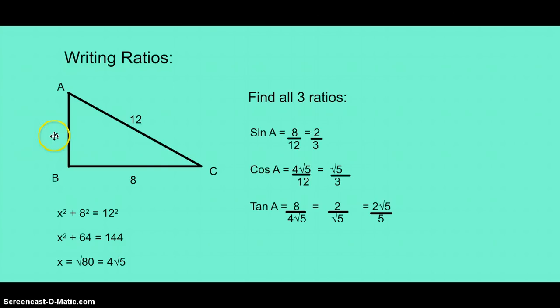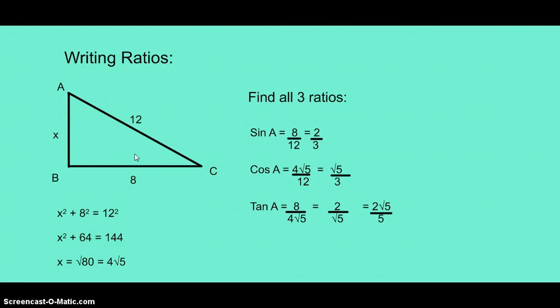I have a leg and a hypotenuse. So I do leg squared plus leg squared equals hypotenuse squared. Solve that equation and I get the radical 80. Now we've talked about simplifying radicals. We never leave radical 80. We're not going to use decimals. We're going to simplify that down to 4 times the square root of 5. And so our side x is equal to 4 radical 5.